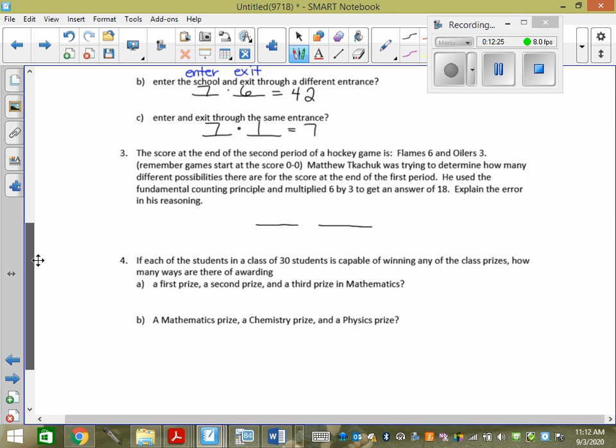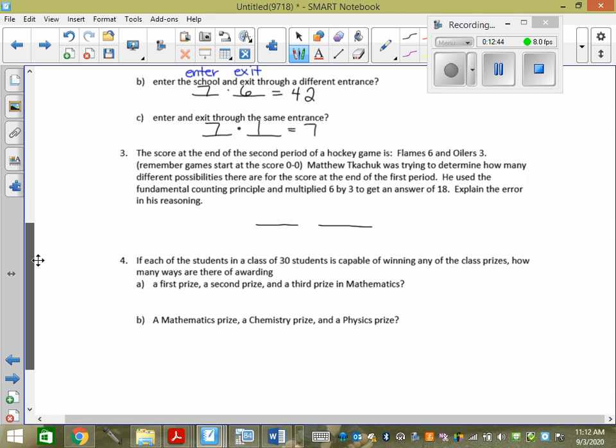Sorry, at the end of the second period, he's deciding at the end of the first period what his score could have been. So in the second period, they could have scored nothing, and it'd still be 6-3. In the first 5 minutes of the game, they could have scored all of them, and it would have been 6-3. Or in the second period, you could have scored all of them, 6-3. It's not going to happen, but they could.